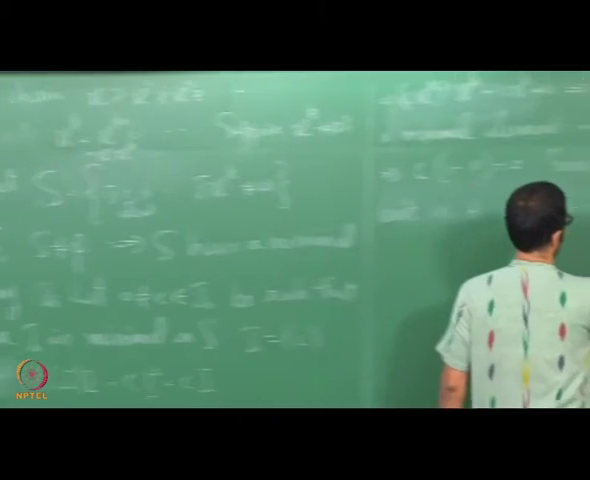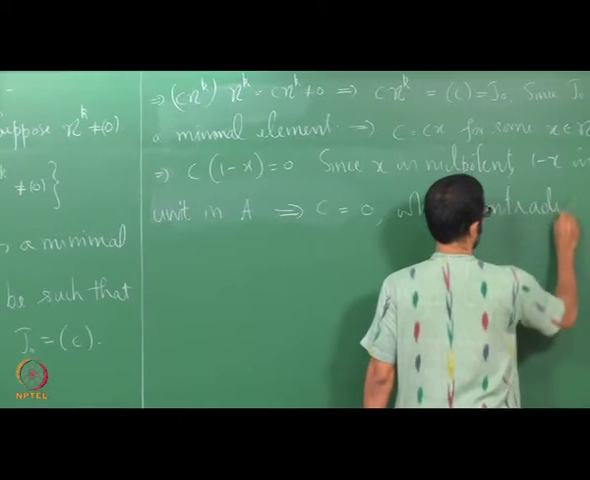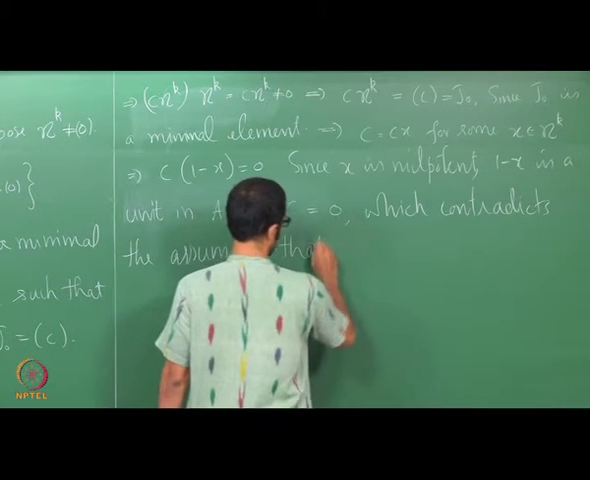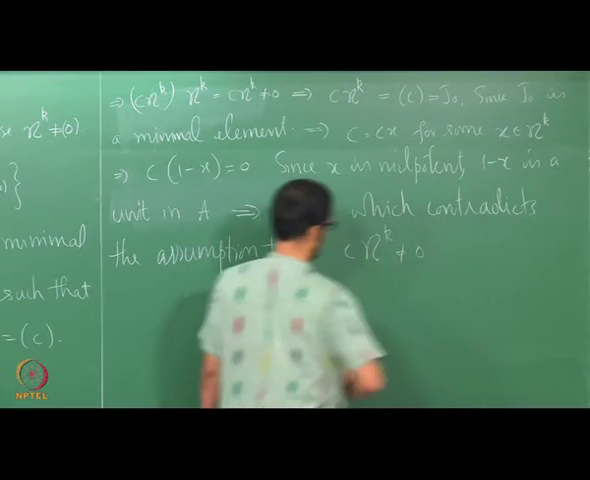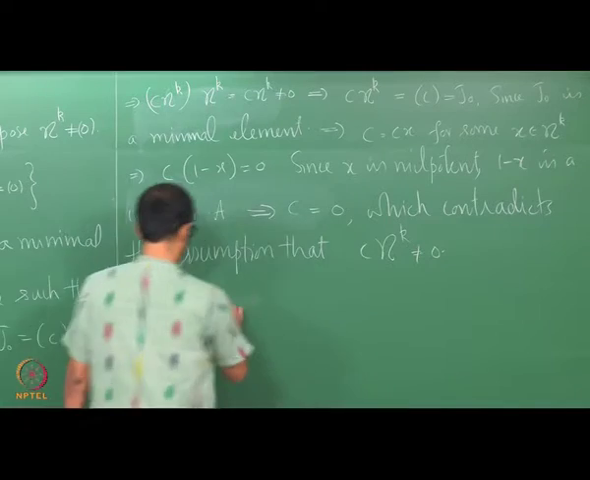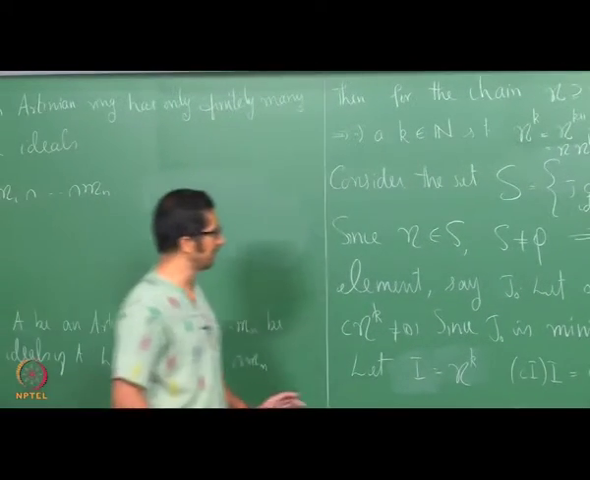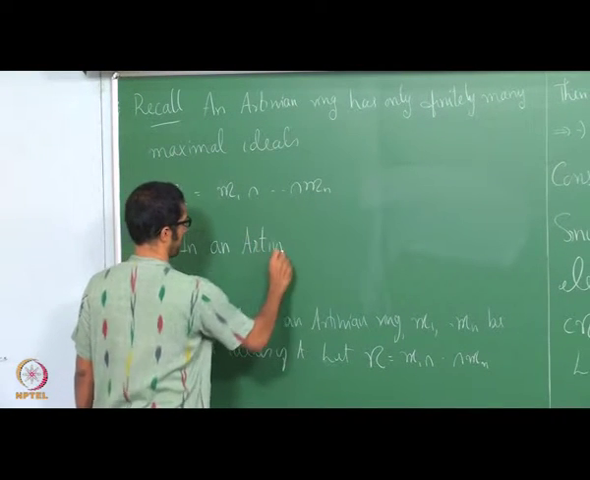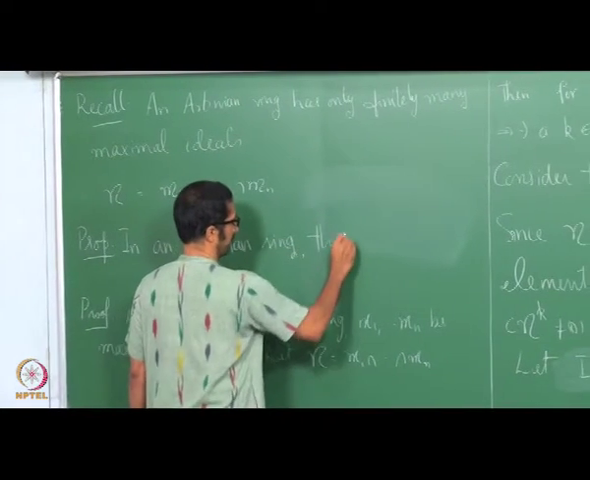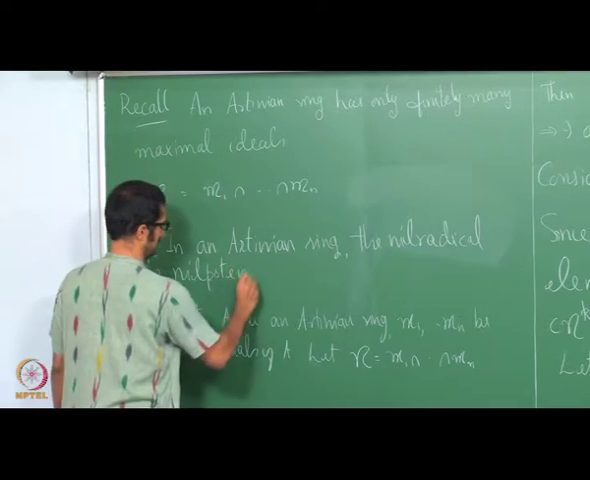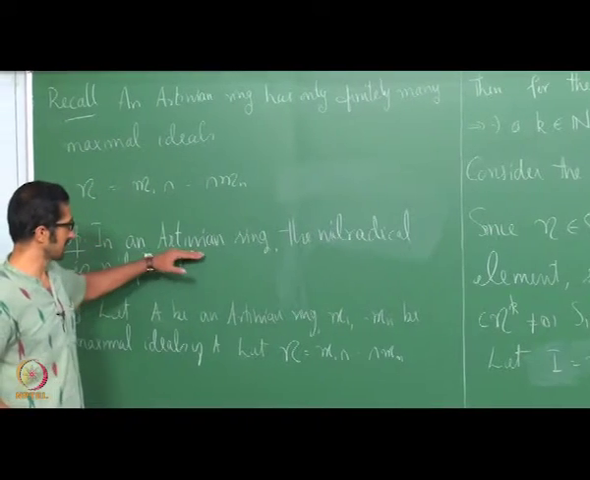Okay, which contradicts the assumption that C n power k is non-zero. So therefore n power k is 0, that is, ultimately what we have shown is that in an Artinian ring the nil radical is nilpotent. Is the proof clear? So, in an Artinian ring, the nil radical is nilpotent.